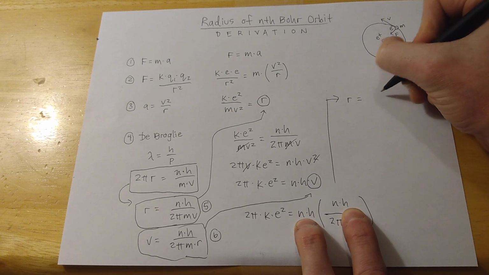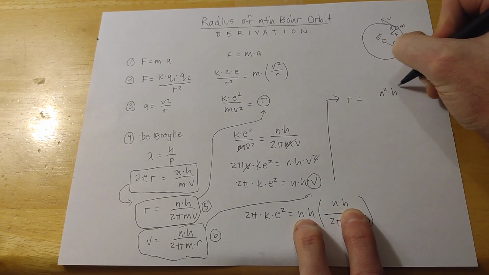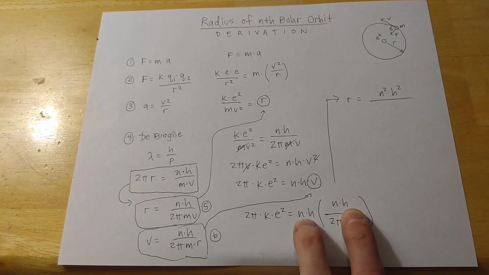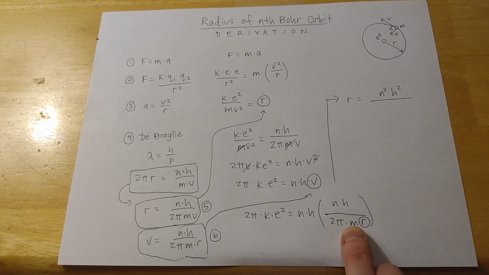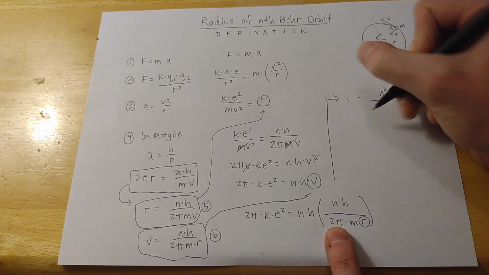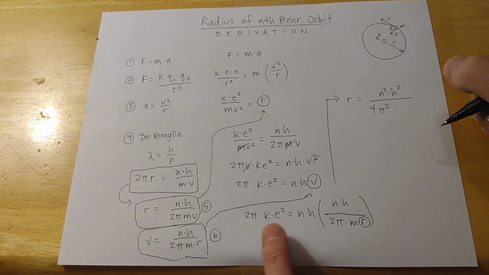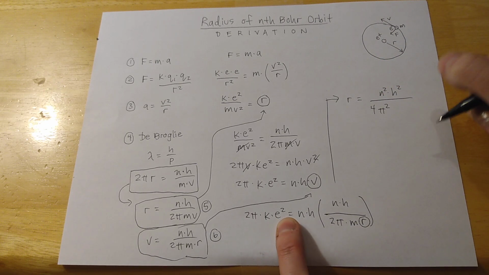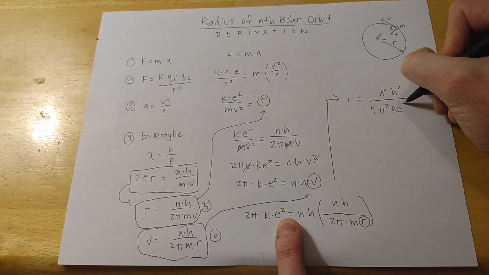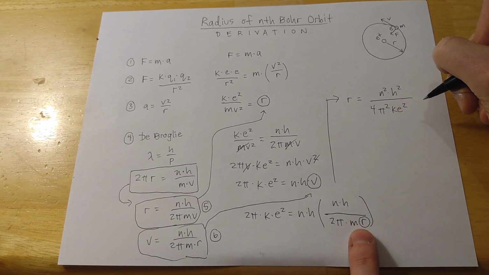So n squared, h squared up top. And then we're going to divide that 2 pi down here. So 2 and 2, we're going to get 4. Pi and pi, we get our pi squared. So far, so good. Divide that k, divide that e squared over. And then finally, we have that mass.